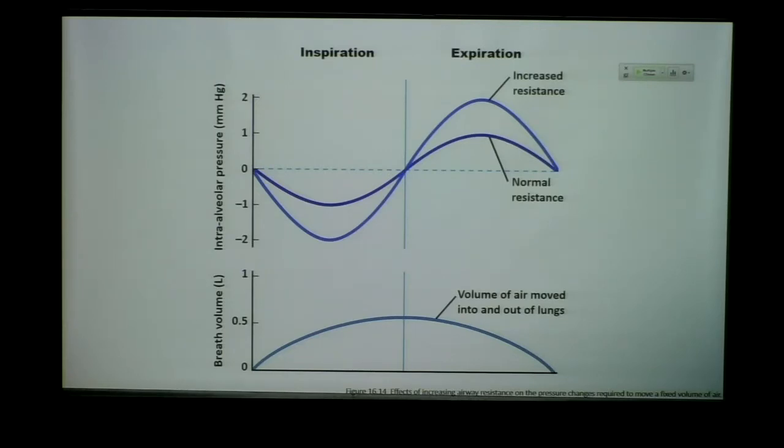Okay, so the resistance is an impediment to flow, just like we saw in the vasculature. So if we have more resistance, we need more of a gradient to move the exact same amount of volume into and out of the lungs. Okay, the lungs have to work twice as hard if there's any sort of resistance or impediments to flow.